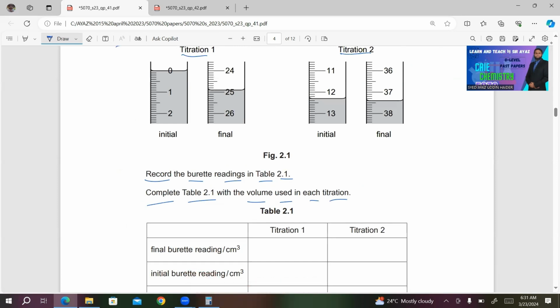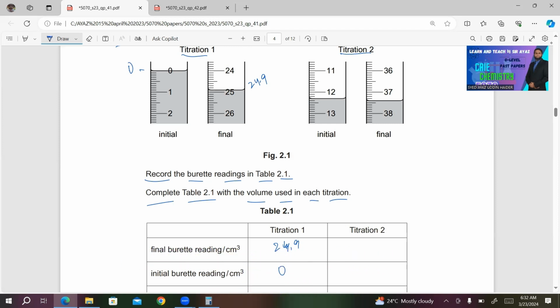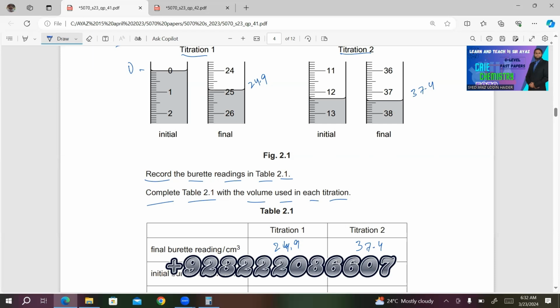So for titration 1, the final burette reading is 24.9. What about the initial reading? It's 0, so we write 0 here. Titration 2, the final burette reading is 37.4, so I will write 37.4. What about the initial reading? It should be 12.3.